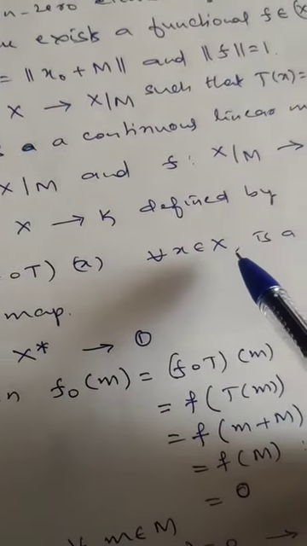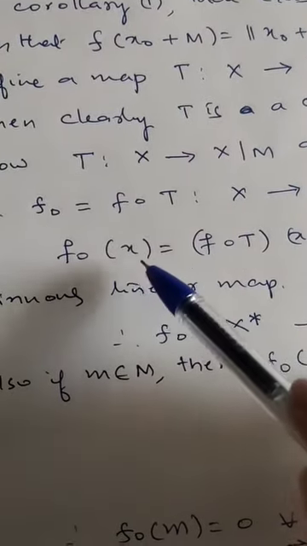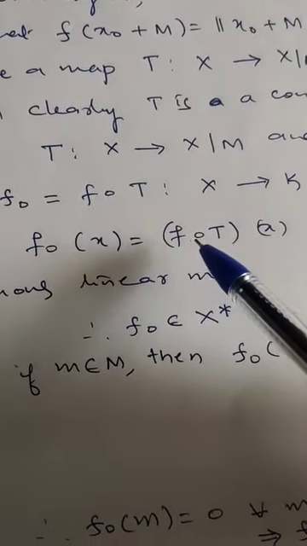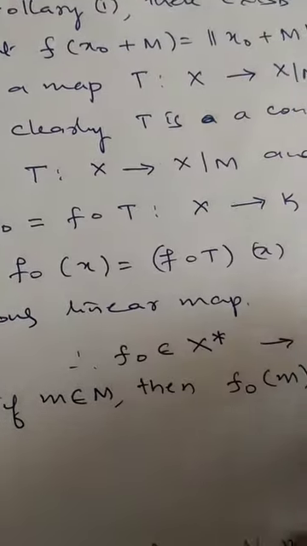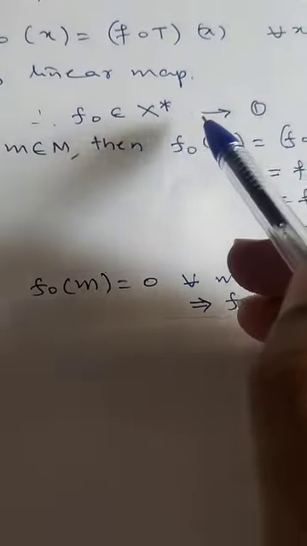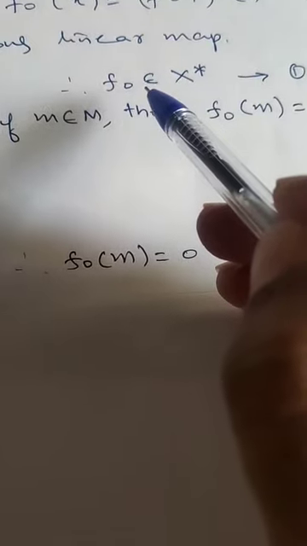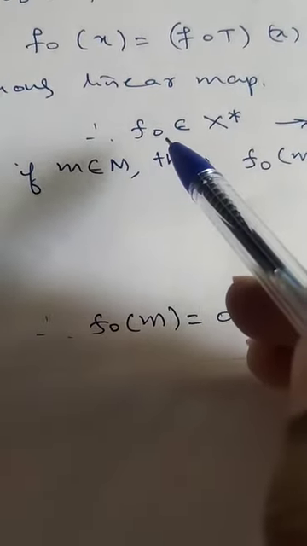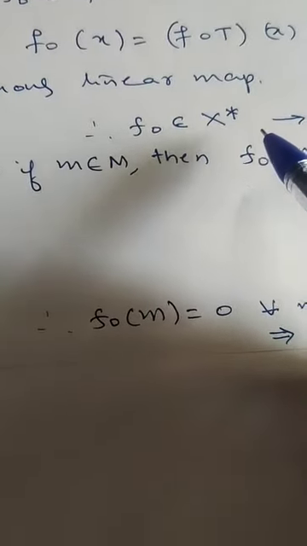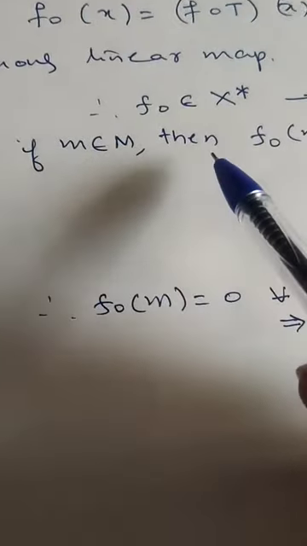For every x belongs to X, f naught is a continuous linear map because f naught is a composition of two continuous linear maps. Therefore f naught is also linear. That means f naught belongs to X star. So we have proved one condition. We have shown the existence of the continuous linear map on X, or the functional which belongs to X star.